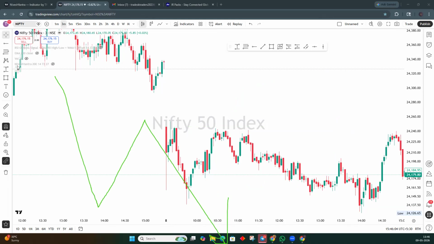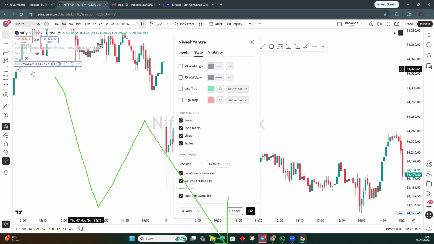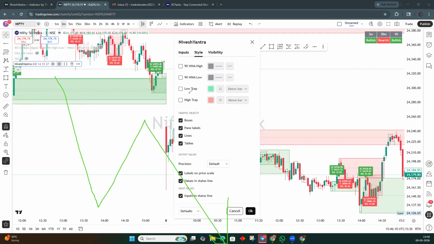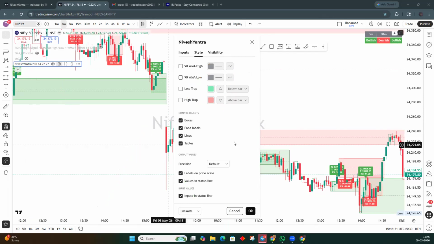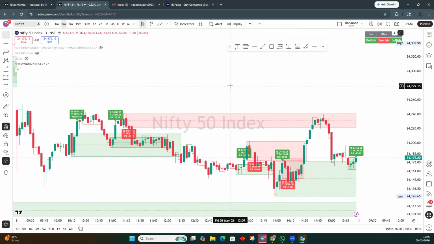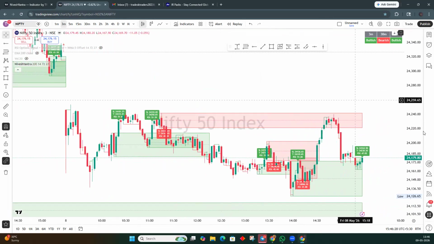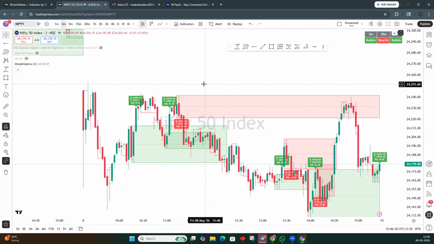Now if you open the Nivesh Yantra indicator, here on the settings part you will see there are four types of this style. You can untick or remove it. I will tell in later videos how to use it. But currently for Nifty option buying, you just have to untick it and focus on the charts. So we are on a 3 minute time frame.